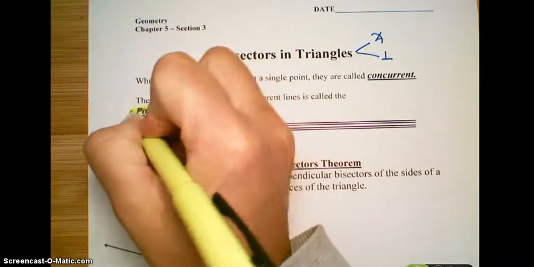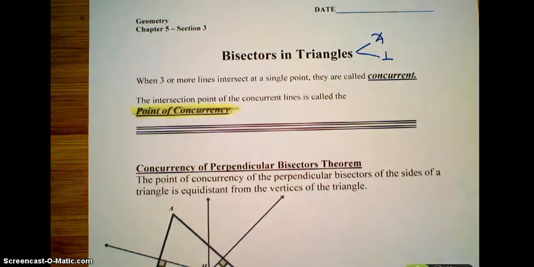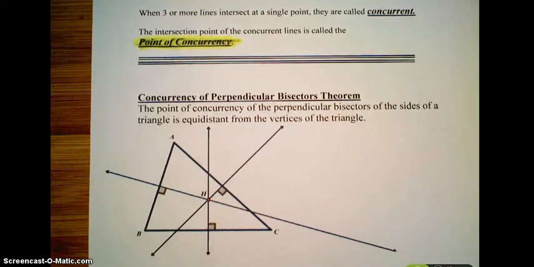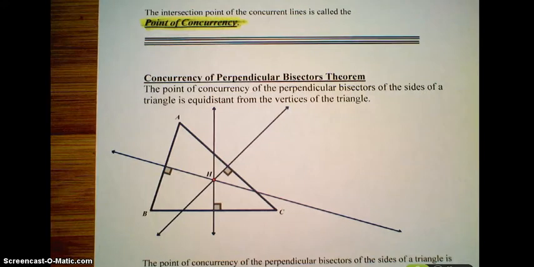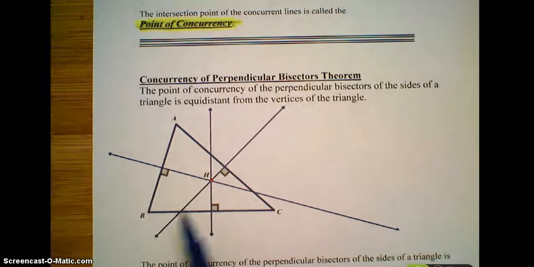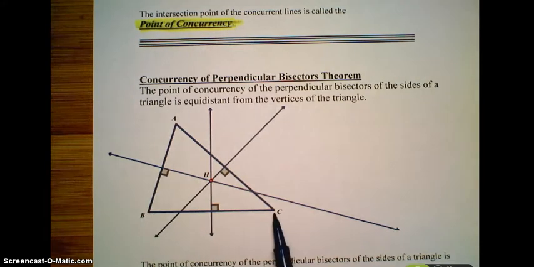And what we're going to be looking at in the next two sections are the 4 points of concurrency for a triangle. So our first thing we're going to look at is the concurrency of perpendicular bisectors theorem. It says the point of concurrency of the perpendicular bisectors of the sides of a triangle is equidistant from the vertices of the triangle. Again, each side of the triangle is a segment, and every segment has a perpendicular bisector.